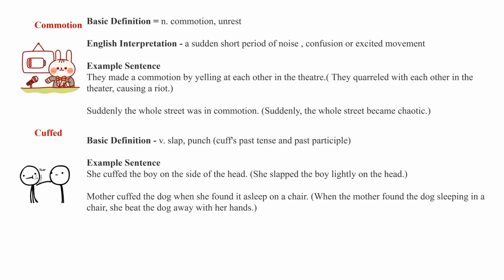The next word is commotion. The basic definition of commotion is unrest, and it is a noun. The English interpretation is a sudden, short period of noise, confusing or excited movement. They made a commotion by yelling at each other in the theatre. They quarreled with each other in the theatre, causing a riot.